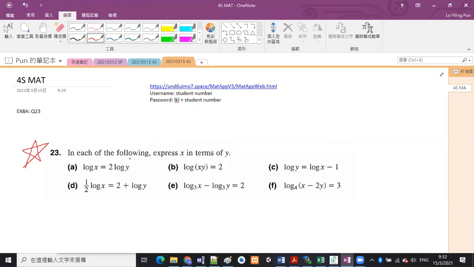Okay, and in particular, where the x, or the variable that we want to find, is inside the log. Okay, it's locked inside the log, and then we need to save the x from inside the log to be outside the log.